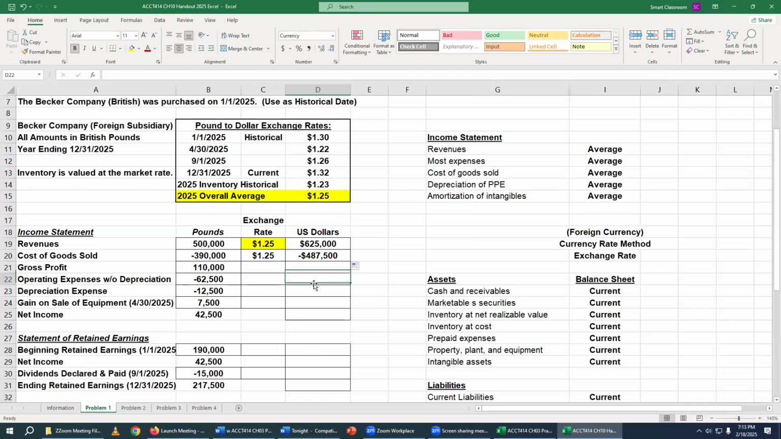Cost of goods sold will be 47. Now, you actually can do the exchange rate for the gross profit, but I'm going to do it separately because on the other method, it could very well be different. Operating expenses, same. Depreciation expense.